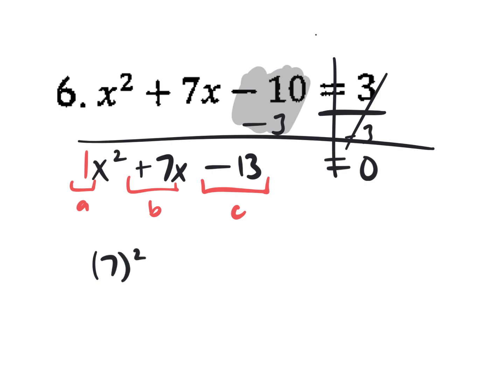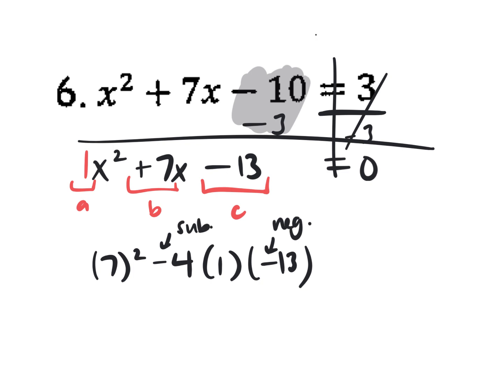So I'll get 7 squared minus 4ac, and your c is negative. Make sure you're plugging that in as a negative symbol on your calculator, and this is a subtraction. And we get that our discriminant equals 101, which tells us there are going to be 2 solutions.